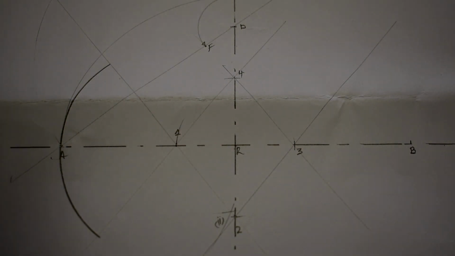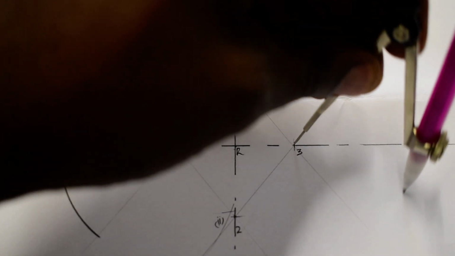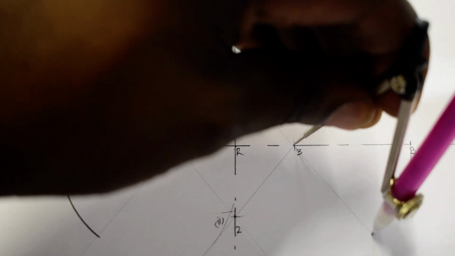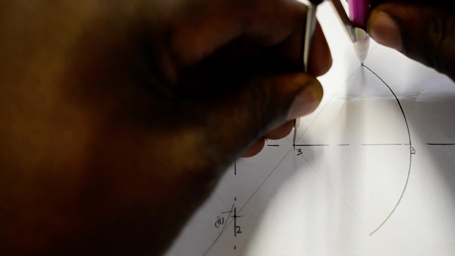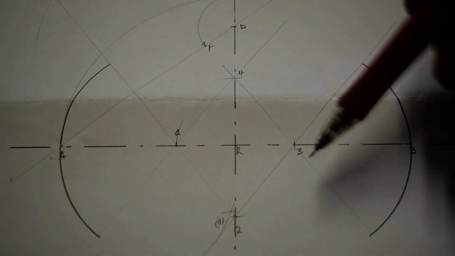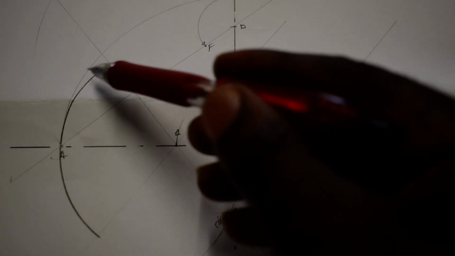So this other side you place it at 3 and B. This is it. Then dark. There you go. Dark. So these lines are the ones that are guiding me, actually, on where to stop when I'm drawing this. Where to stop.